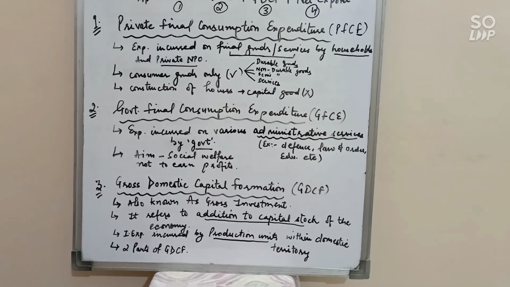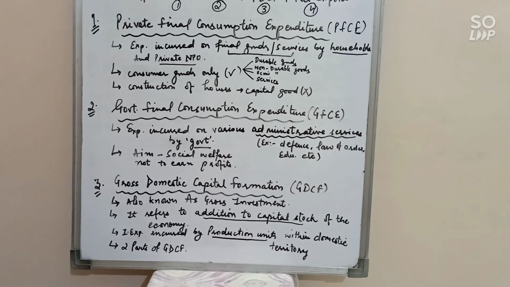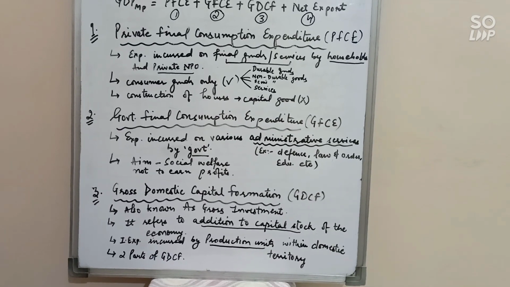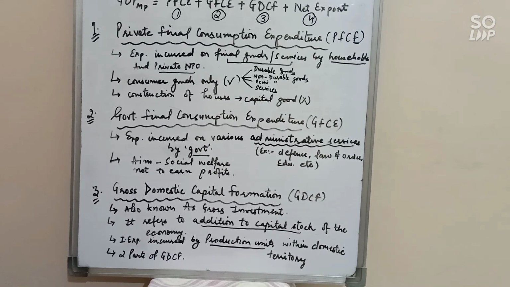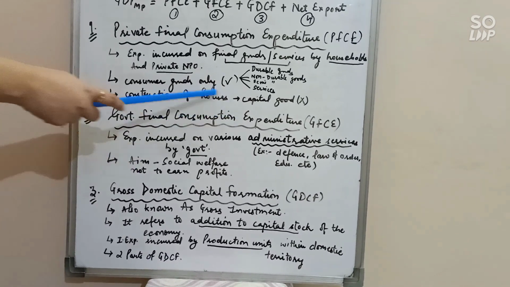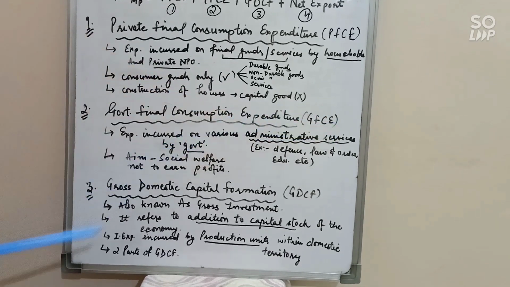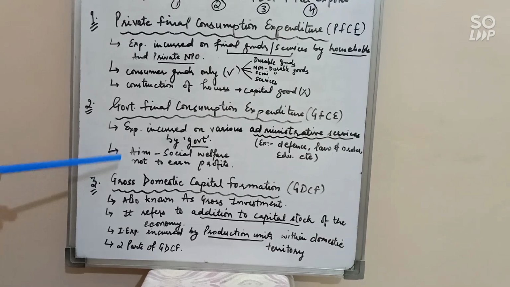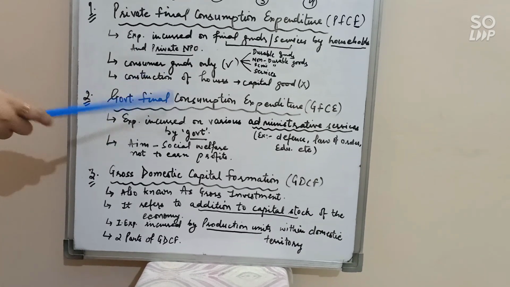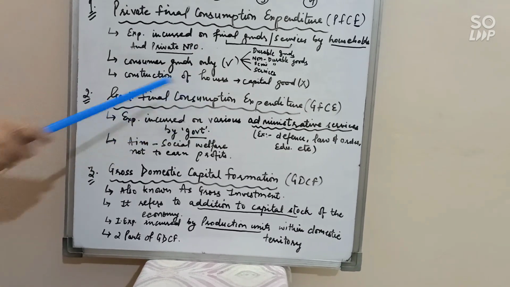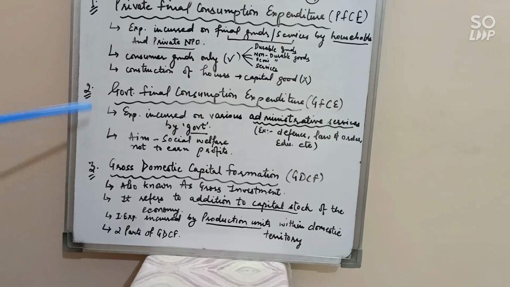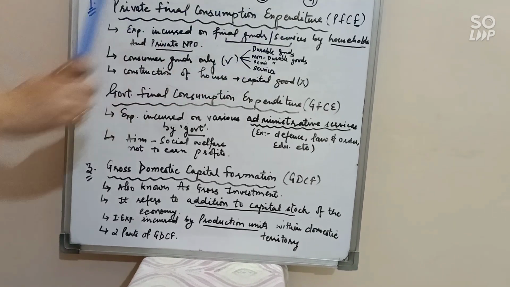Okay. But if any expenditure is incurred on construction, for example, on the construction of bridges, dams, etc., it will be a capital expenditure. Here we are taking only consumption expenditure. So we are taking only administrative services, not capital formation. Second, the aim of this expenditure is social welfare, not to earn profits. So this is government final consumption expenditure.